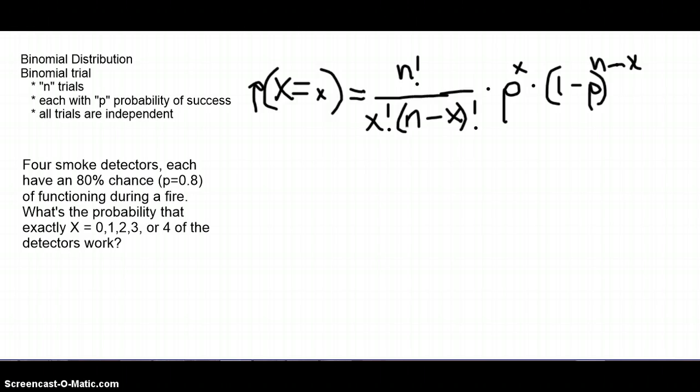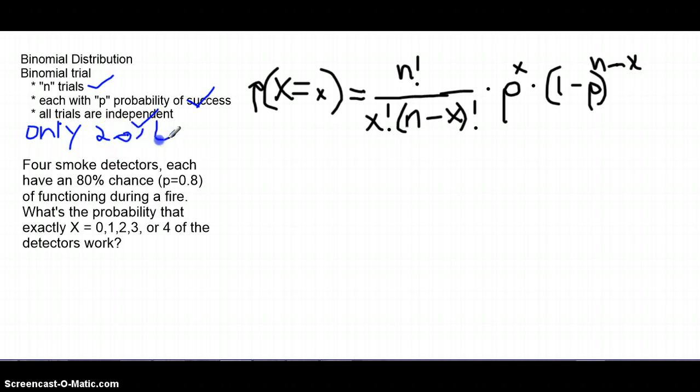Let's remember what a binomial trial is. Okay, binomial trial, we have a binomial distribution. First of all, we need n trials. So n trials are n experiments. Each one of those experiments has an equal probability of success, that's p, and all trials are independent. We're assuming that whether the first trial is successful or not, first experiment, has nothing to do with the second being successful. Also only two outcomes.